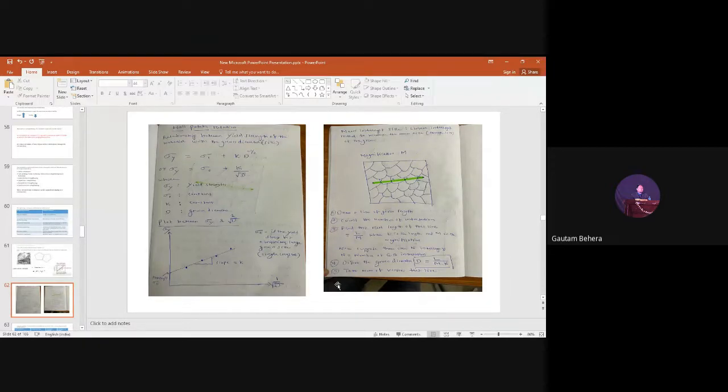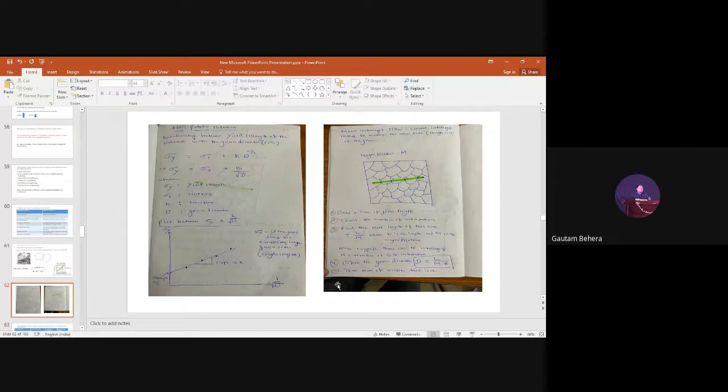For nanomaterials, the strength will not increase with reducing the grain size. But for other materials whose grain size is larger, for example, suppose it is 200 nanometer grain size, if you reduce the grain size to 150, the strength will increase. But if you go below 100 nanometer, the strength will not increase in those conditions. Why it is happening, I will tell you later.